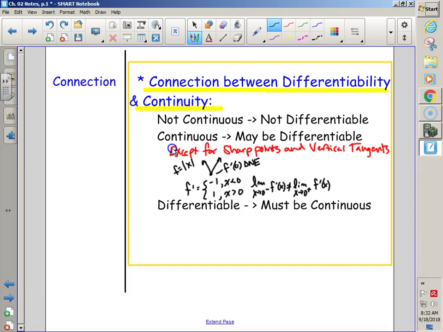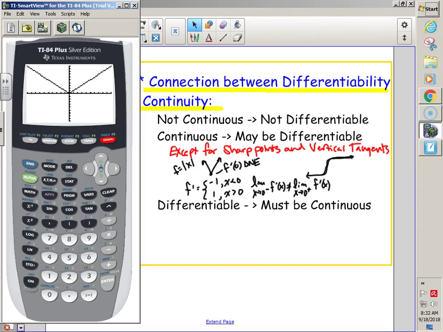Vertical tangents. Let's use a different example for them. What if I was to do something like this guy? Except that guy's a little too slanty for me. Let's do this guy. Let's change our function and see if our calculator can do better on this special case.